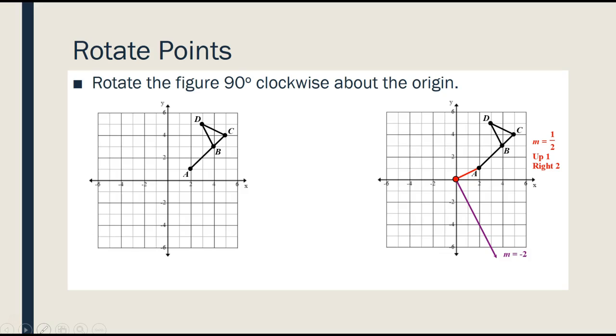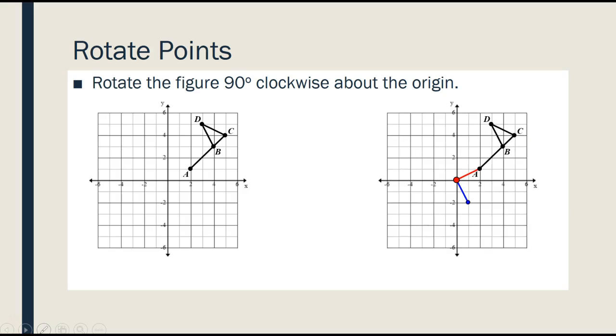I'm going to maintain my distance by doing a relationship of a 1 and a 2. And in this case, it's right 1, down 2 to make sure that I'm on that purple line. And that's where I expect point A prime to be. That's where I expect that image to be. And that's going to be my A prime. So let's fast forward through the rest of the points.